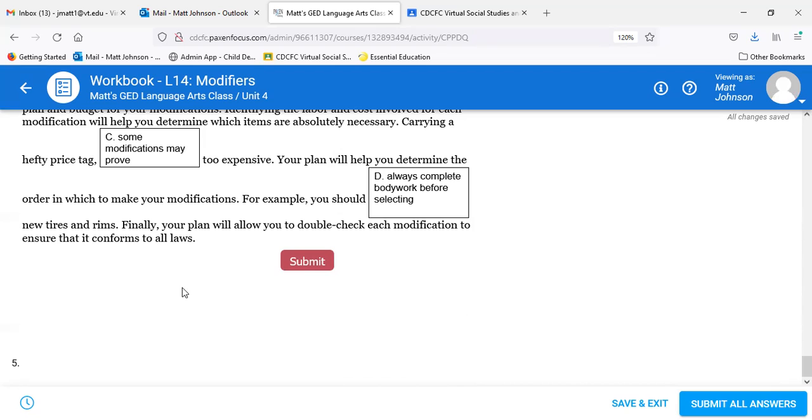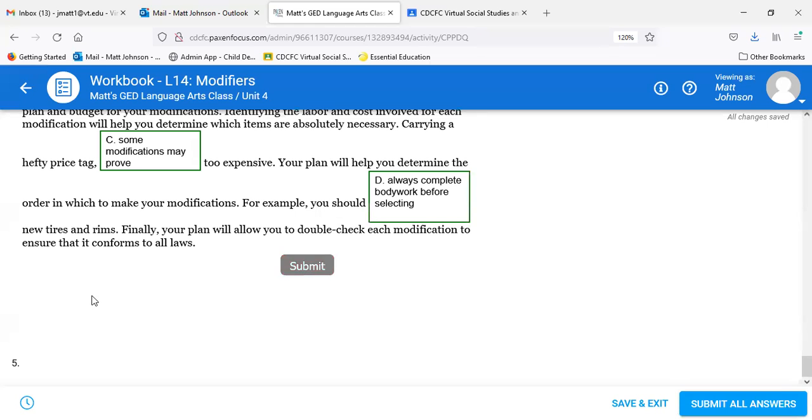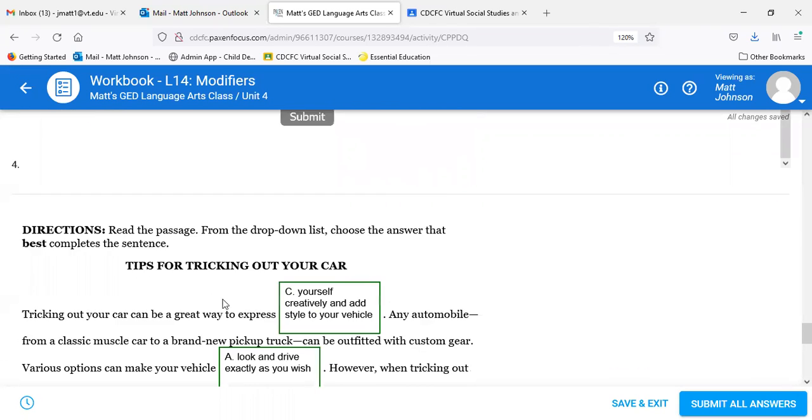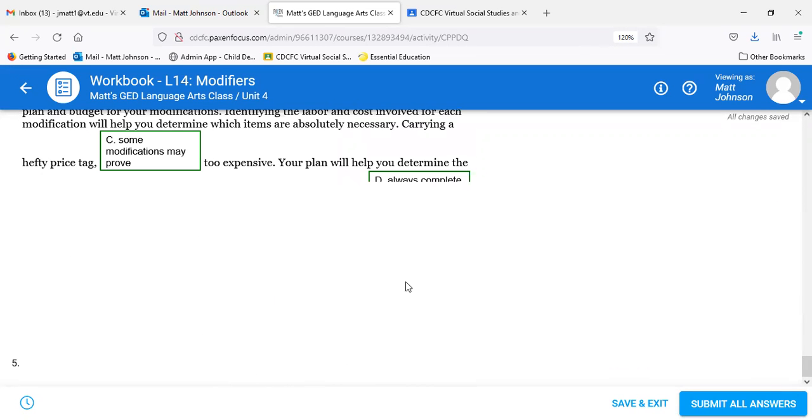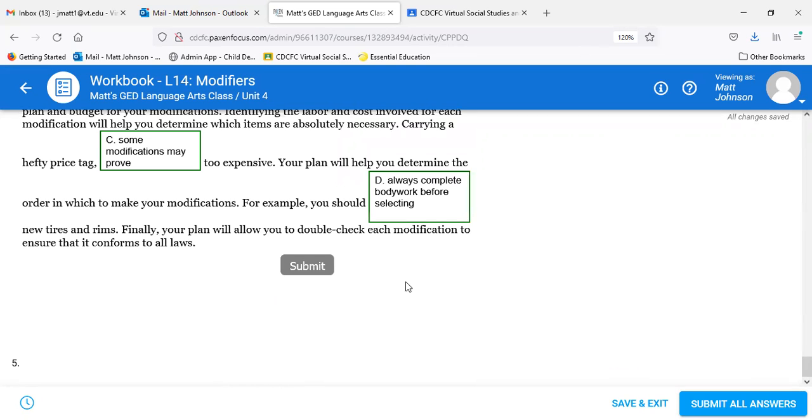Finally, your plan will allow you to double check each modification to ensure that it conforms to all laws. All right, that is modifiers. That's a tough one. Do I need to go through everybody to get our answers there?